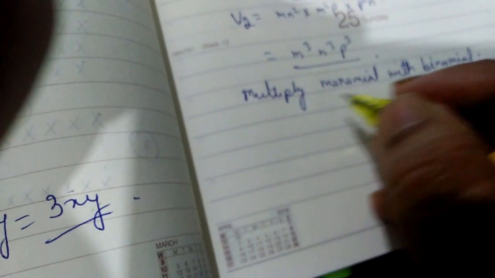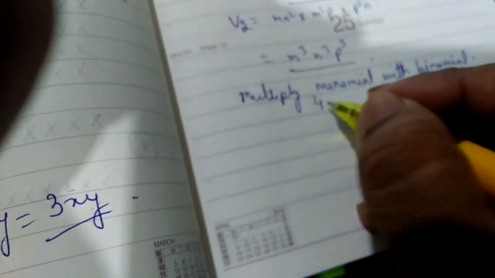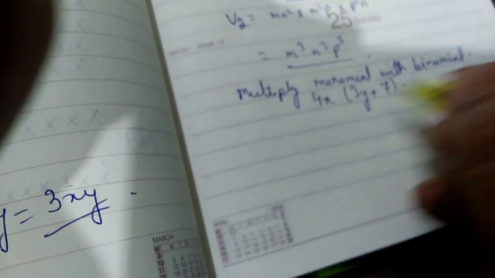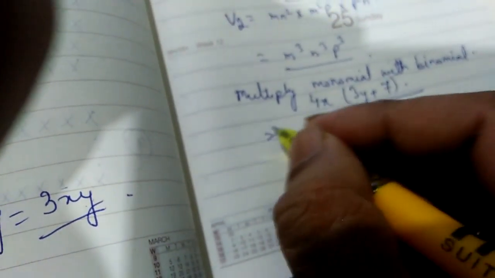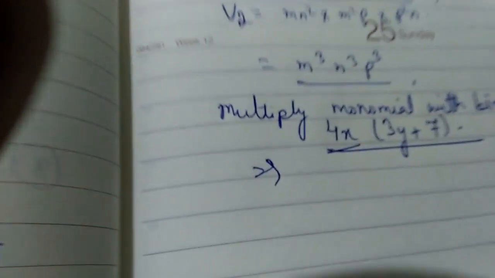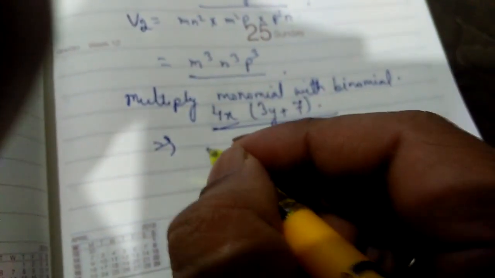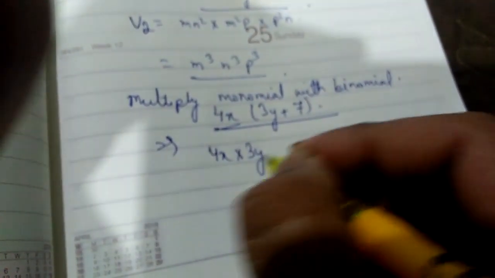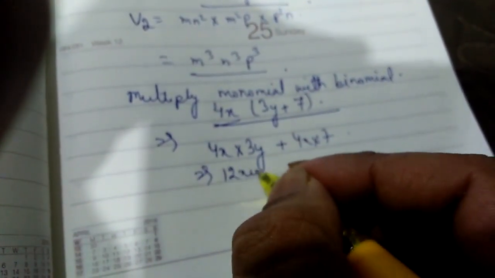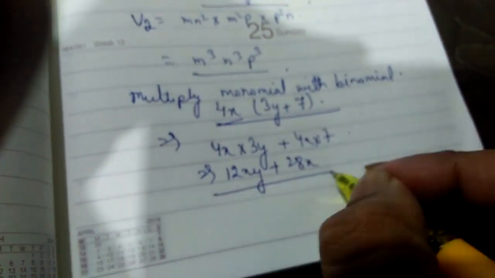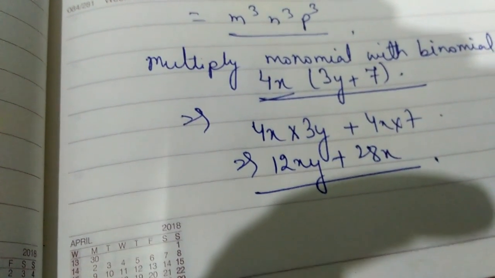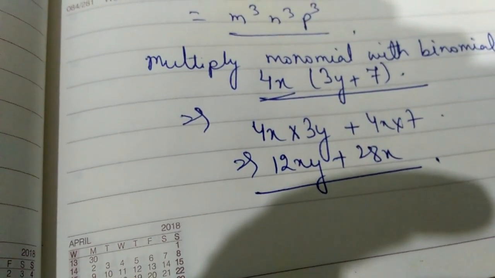So this is going to be, let's say, 4x into 3y plus 7. So 4x is a monomial, and we have to multiply it with a binomial. So 4x into 3y plus 4x into 7 is going to be 12xy plus 28x, which is the answer. So this is how multiplication of a monomial is done with a binomial.